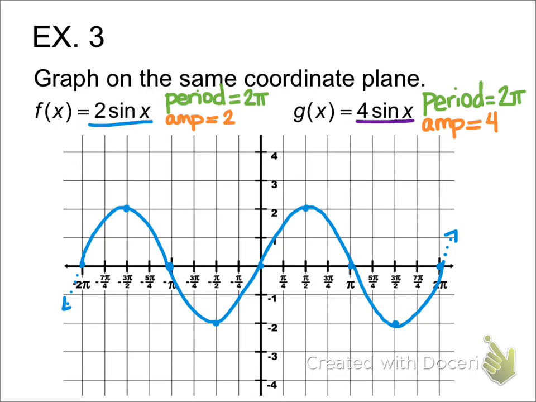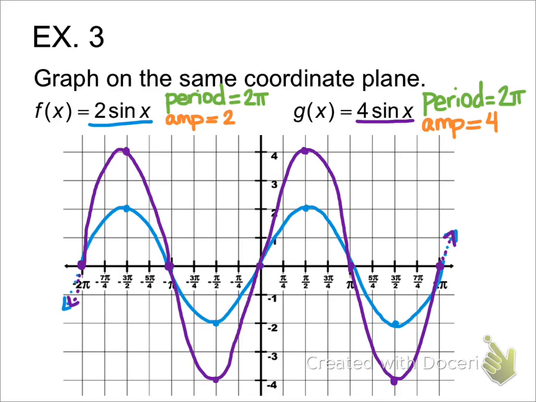So we're going to start at 0, we're going to go up to 4, back to 0, -4, back to 0. Connect those dots. Okay, now on the other side at -π/2, we're going to go to -4, back to 0, +4, back to 0. Connect the dots and make sure that they continue in both directions. So you can see the difference between these two is a vertical stretch. One is a little bit taller than the other.